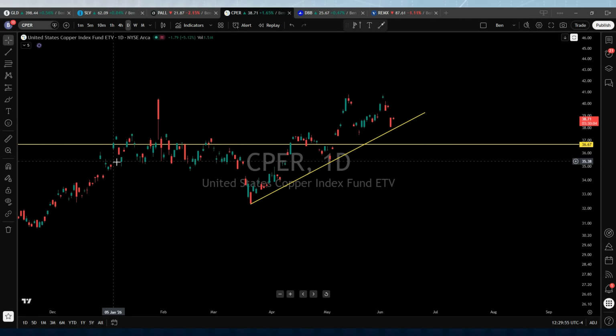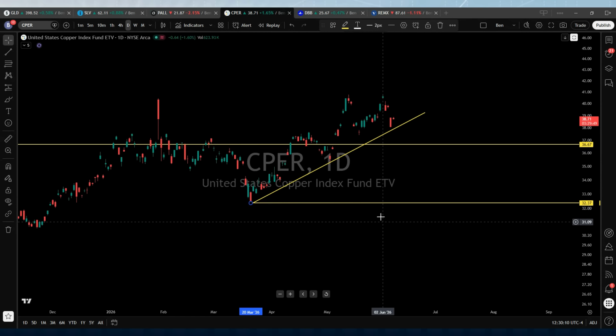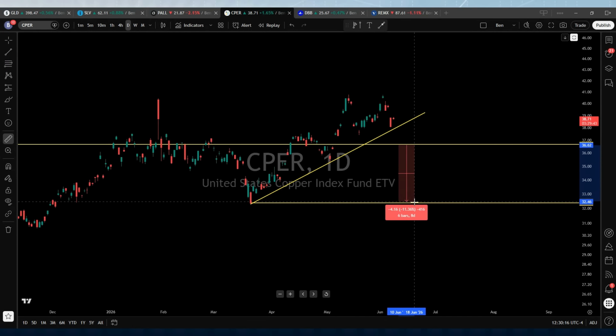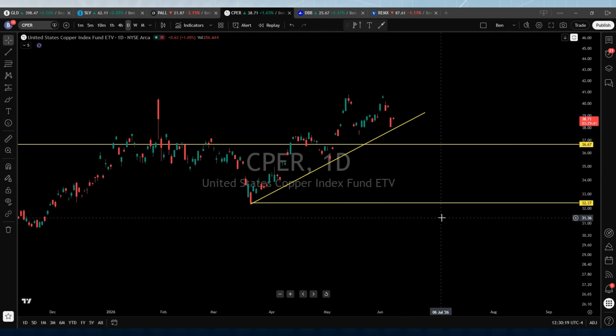Now, as you can see, this was previous resistance, and then it was previous support. So once we do get below this level, then you look for your next major support level, and that's this pivot right here in the charts at this gap sitting right here at 32.37. So the move from 36.67, if this support level does break, is actually a pretty decent move. That would be another 11% move to the downside.